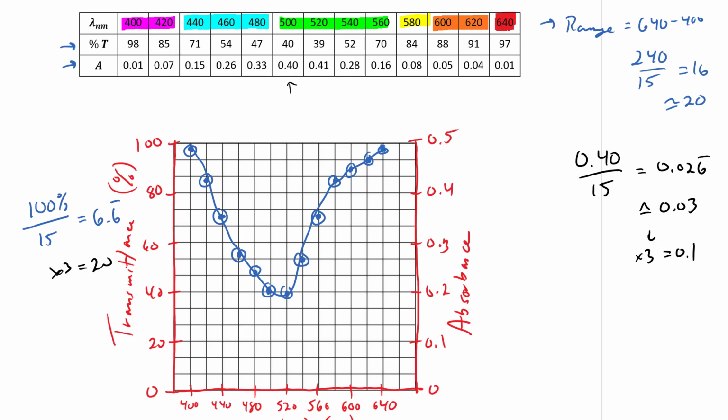Now we're going to use that set of ordered pairs. Again, we're working with exactly the same independent variable, but now we have a different dependent variable. So let's plot that now. We'll do that in green. We have 400 and we have 0.01, very low, almost 0. We have 420 and 0.07, so it's going up.